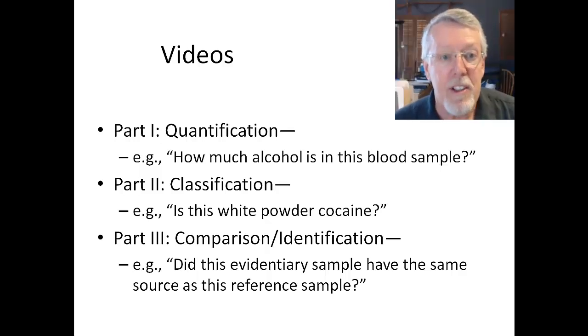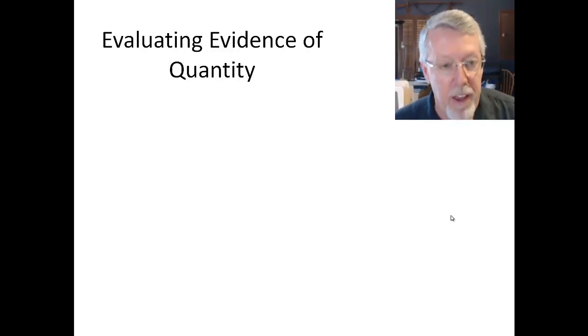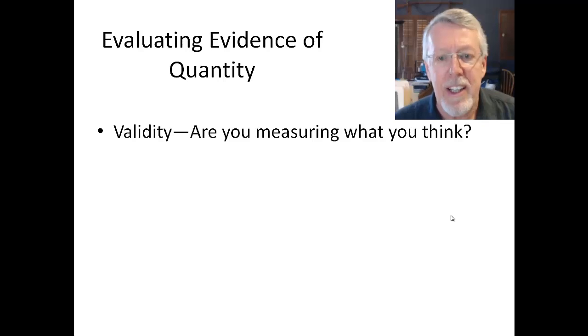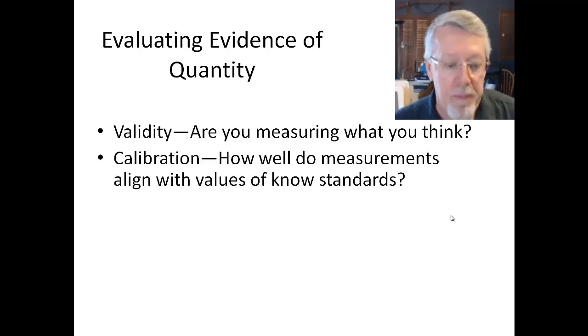For the first task, quantification, there are three major issues that lawyers need to think about. One is validity. Is the lab measuring what they think they're measuring? The lawyer should be looking for a published scientific literature that establishes that the method being used for measurements is a valid method that does what it claims to do.